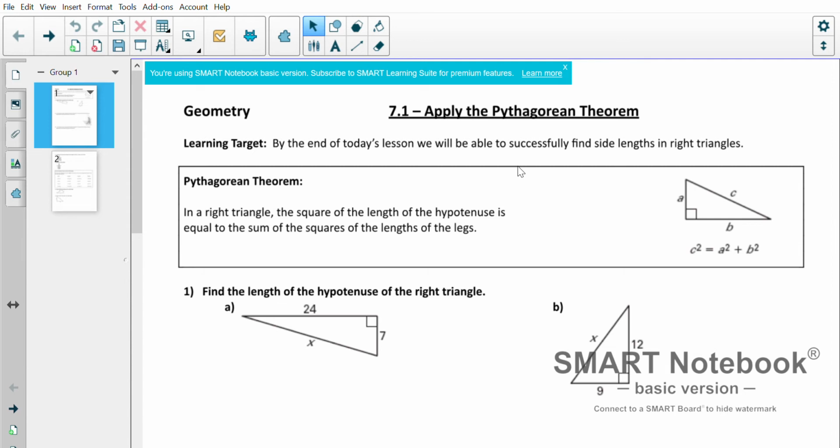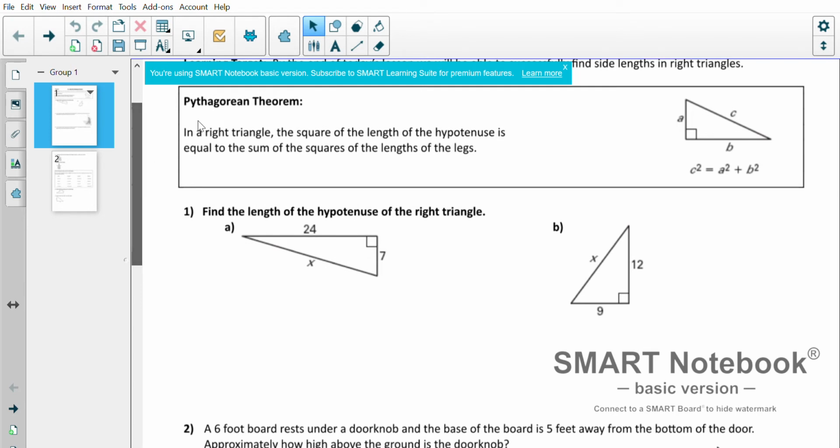So you'll see on the right here, we have a right triangle. And the legs, which remember are the sides that make up the right angle, are labeled A and B. And then the hypotenuse, or the side that's opposite of the right angle, is labeled C. So our Pythagorean theorem is a squared plus b squared equals c squared. The sum of the squares of the legs is equal to the square of the hypotenuse. This is true for all right triangles.